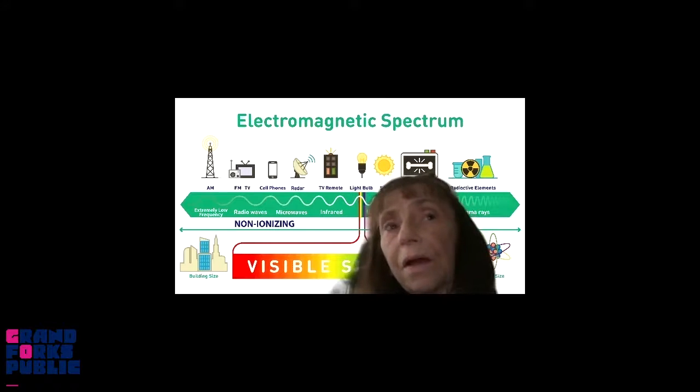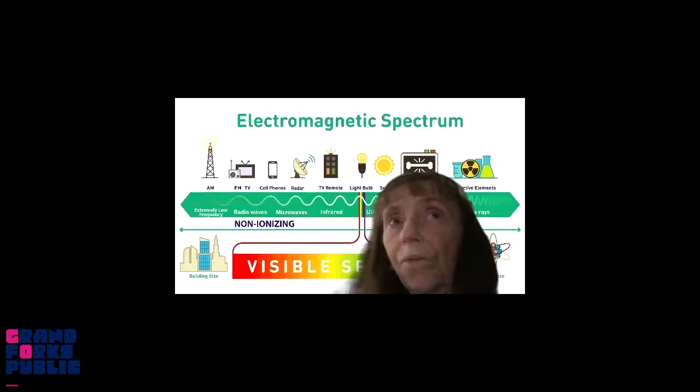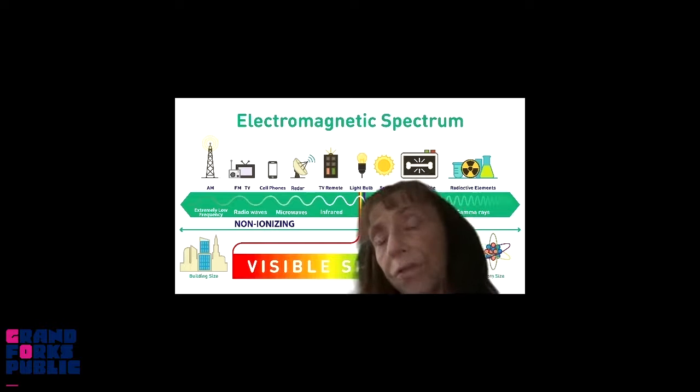Infrared light is between microwave and visible light, and that's light waves or energy that emanates heat. So that's why infrared goggles can see a person in the dark. It detects the heat from their body.